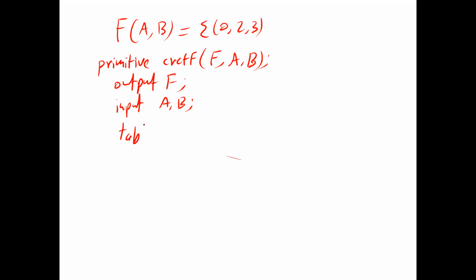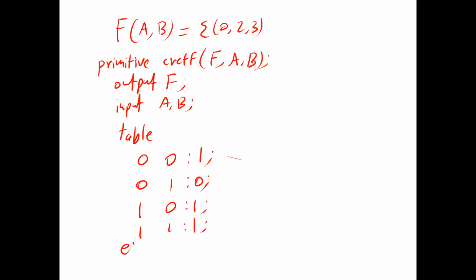Now use the keyword table and start listing your truth table. So 0, 0, colon, what's the output? Since M0 is in our function, this is going to be 1, and then you use a semicolon at the end. 0, 1, this will be 0 because M1 is not present in the summation function. Then 1, 0 will give us 1, and 1, 1 will give us 1 as well.